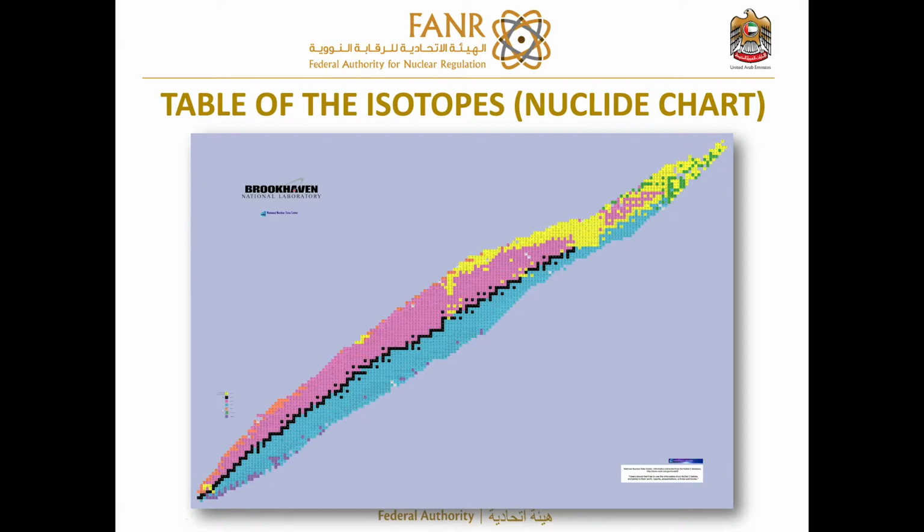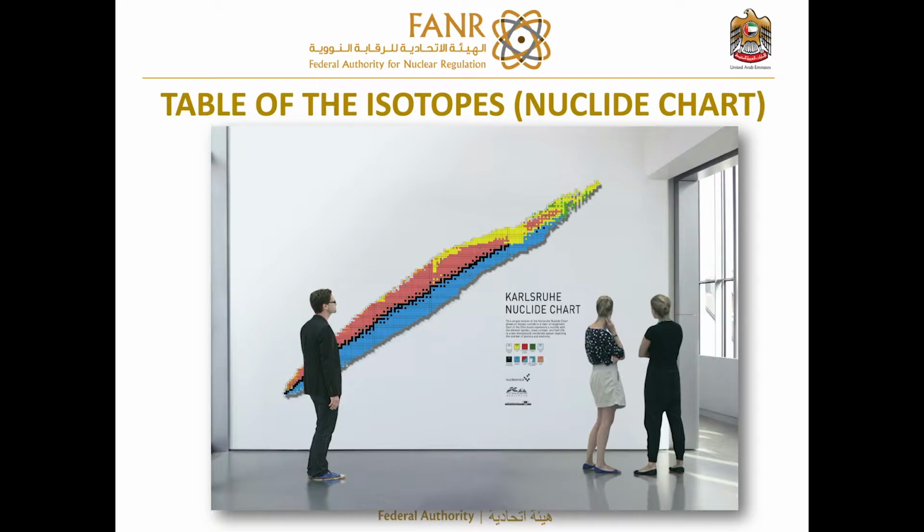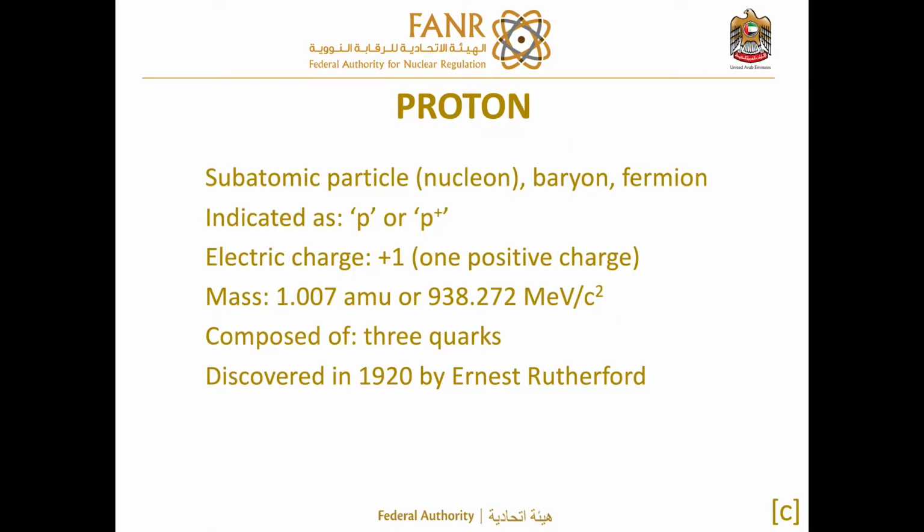This table is much bigger. The number of cases is much higher than the cases in the table of the elements. Therefore, normally, these tables are broken into chunks. And to represent the whole table, you need a very large surface, as is the case here at the Karlsruhe Institute of Technology, the KIT, which is one of the institutes developing a very famous table of the isotopes.